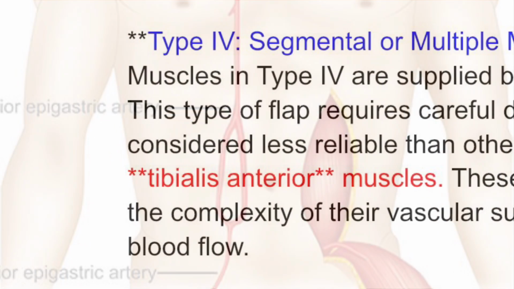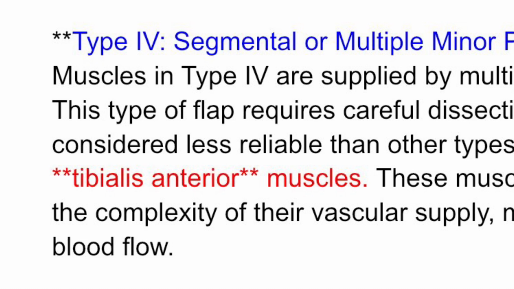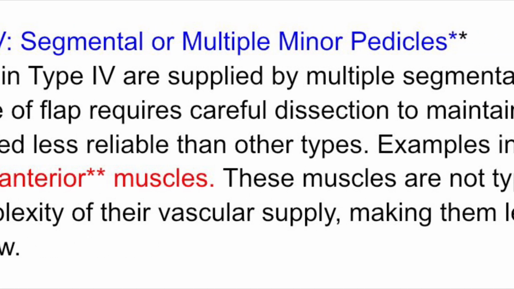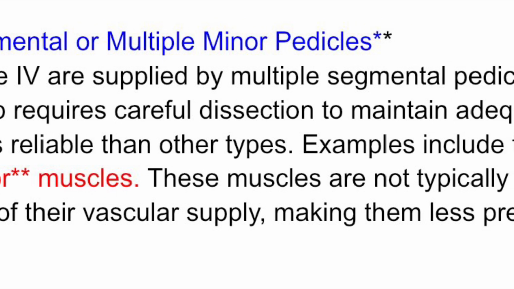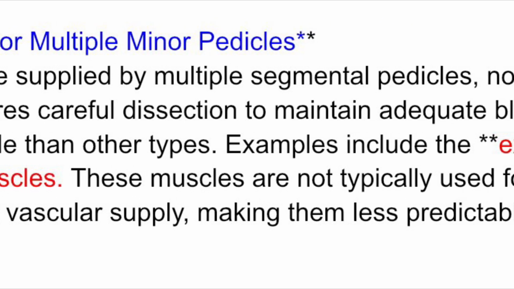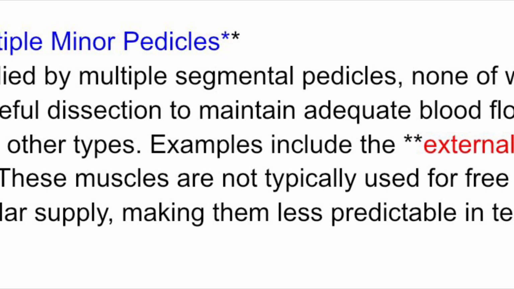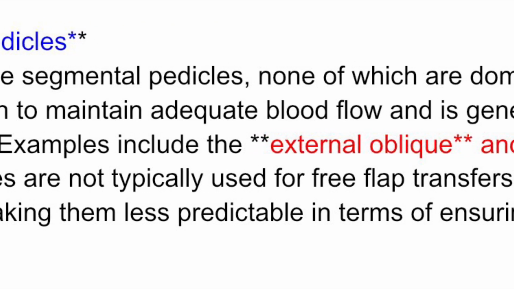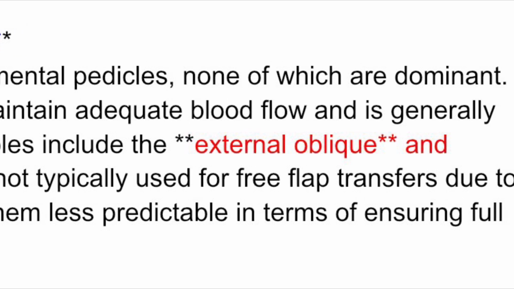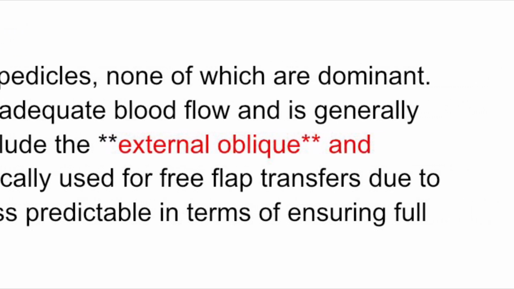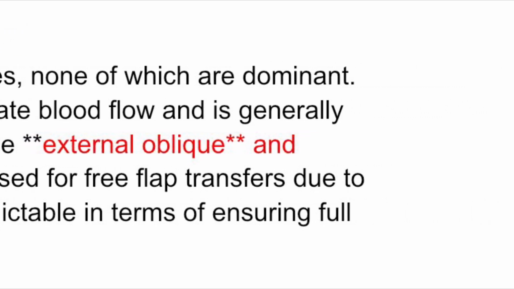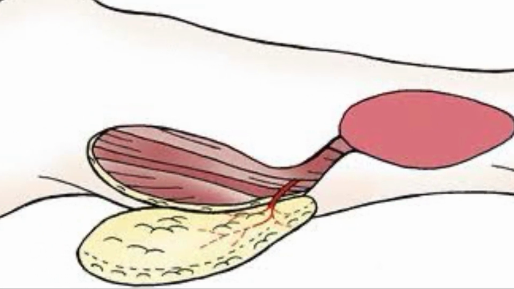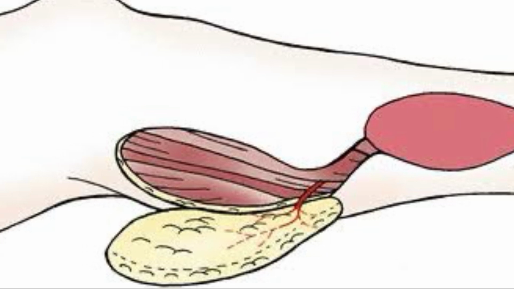Type 4. Segmental or multiple minor pedicles. Muscles in type 4 are supplied by multiple segmental pedicles, none of which are dominant. This type of flap requires careful dissection to maintain adequate blood flow and is generally considered less reliable than other types. Examples include the external oblique and tibialis anterior muscles. These muscles are not typically used for free flap transfers due to the complexity of their vascular supply, making them less predictable in terms of ensuring full blood flow.